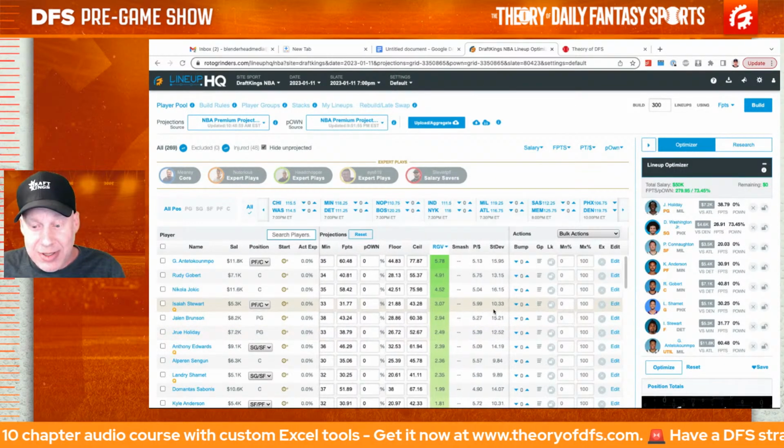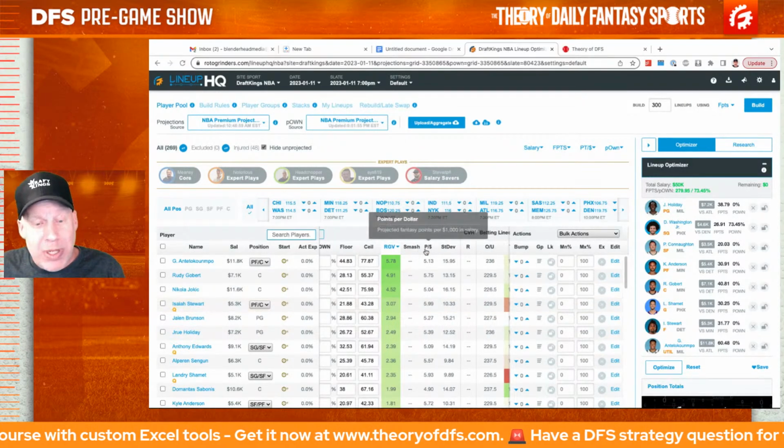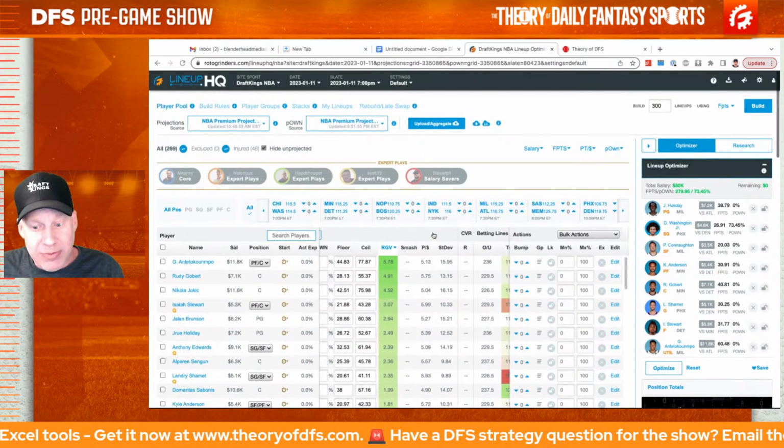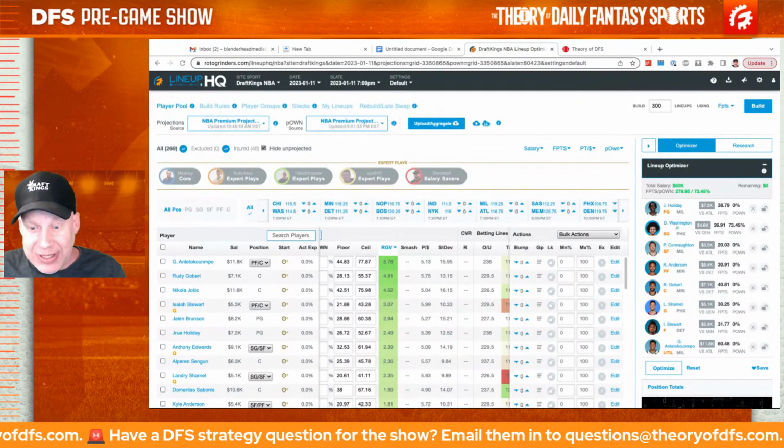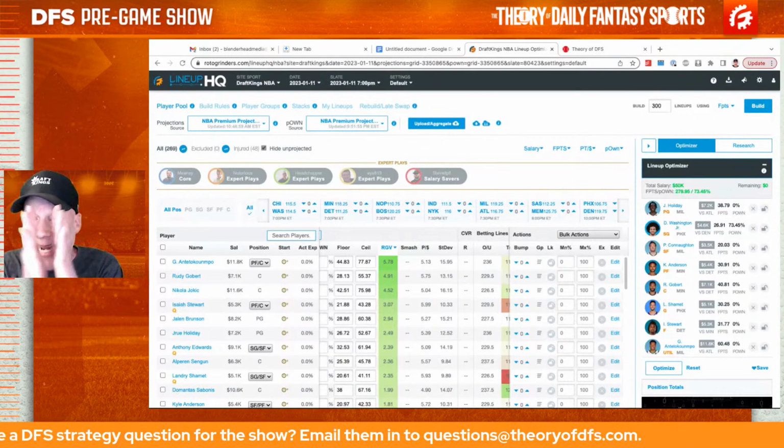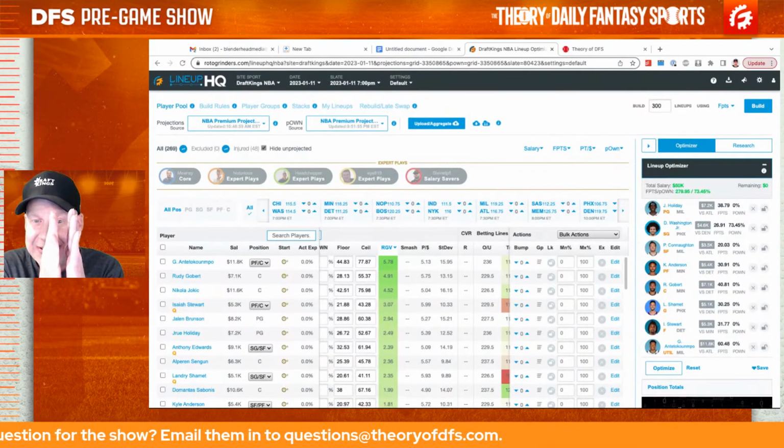And that's why today, we'll go through the difference between points per dollar value versus salary adjusted value. They are two different things. They're kind of related, but not exactly.